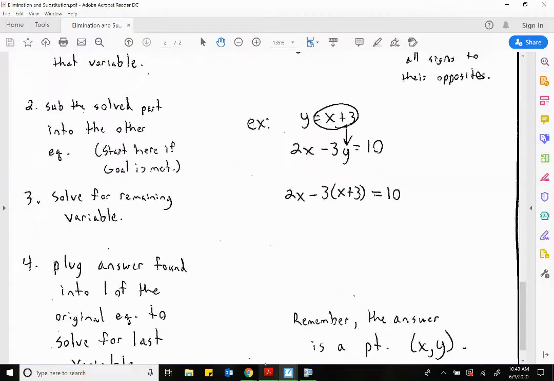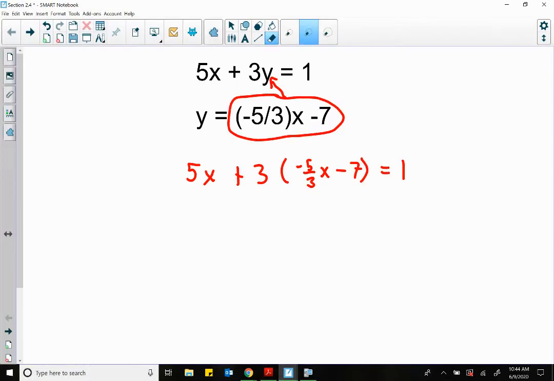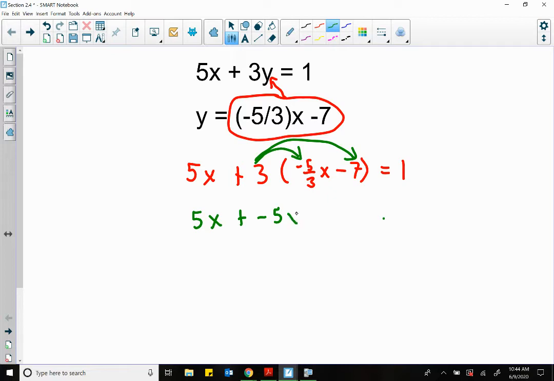So now we go back to our notes. Step 3 says solve for what's left. Now you've got this piece, and all that's remaining is x. We can solve for that, so do whatever you need to do to solve. We're going to distribute the 3 through the parenthesis first. And again, let your calculator help you out with fractions. There's nothing wrong with that. So we got 5x plus 3 times negative 5/3 gives us negative 5x. And 3 times negative 7 is negative 21 equal to 1.